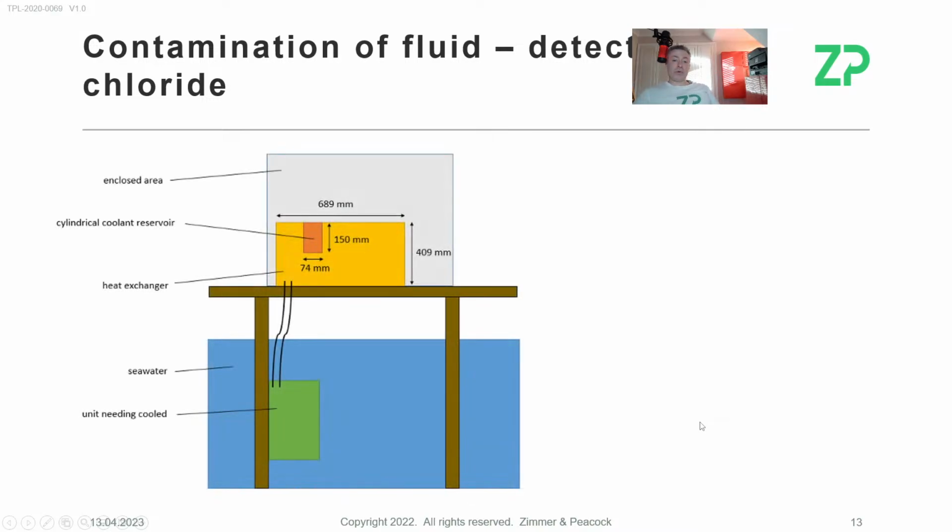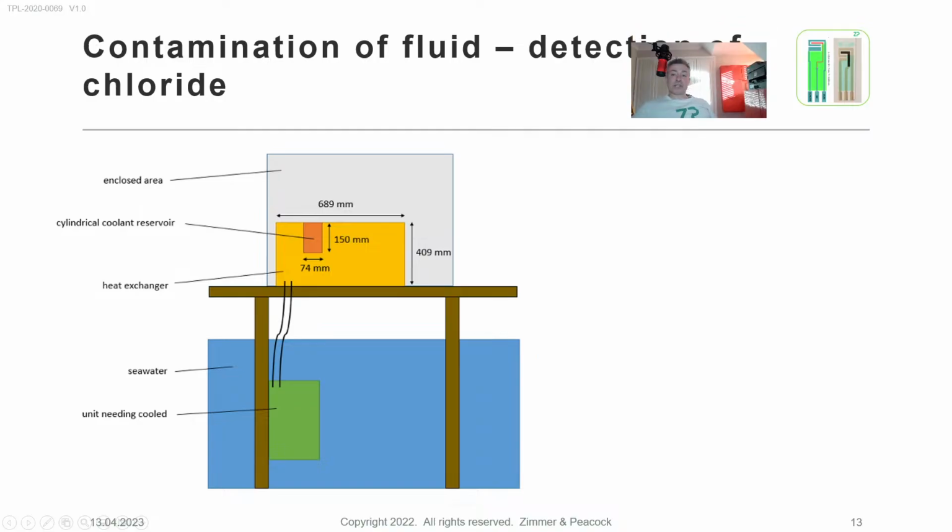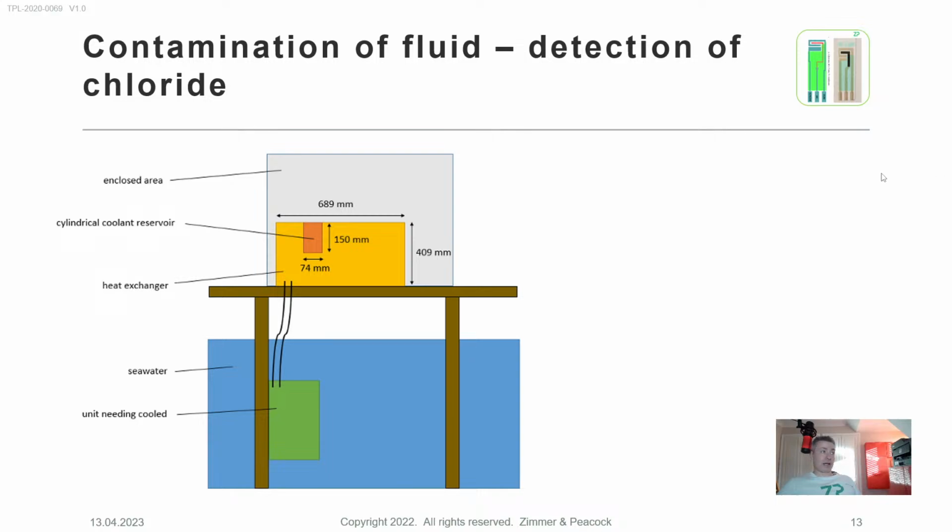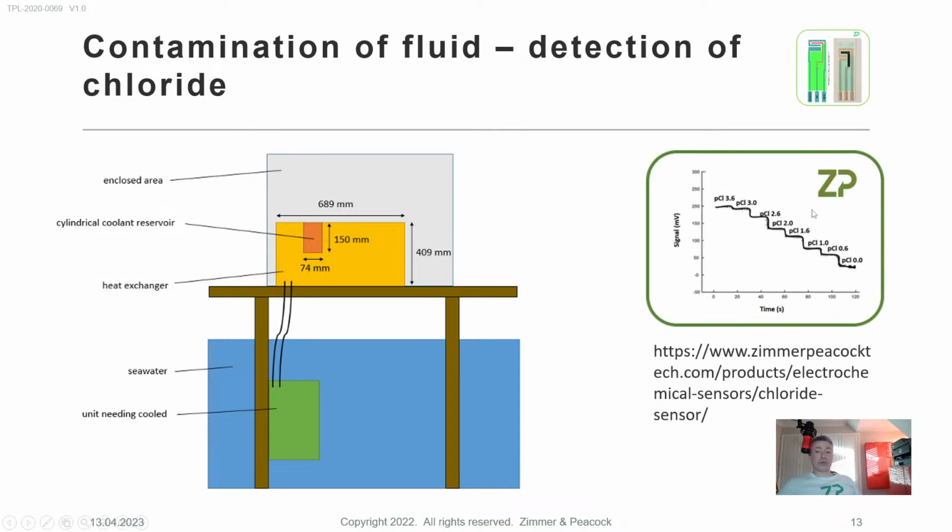Detecting chlorides. This is kind of an interesting one where somebody is cooling something that may be otherwise embedded in seawater. Seawater is obviously full of chlorides, and so the question is if I have a leak and chloride is getting into my circulating fluid, will I be able to detect the chloride? Obviously, we do a whole range of sensors, and one of the sensors we do is a chloride sensor, so there's no issue there. Again, I've linked to the particular sensor that we would use in this application.